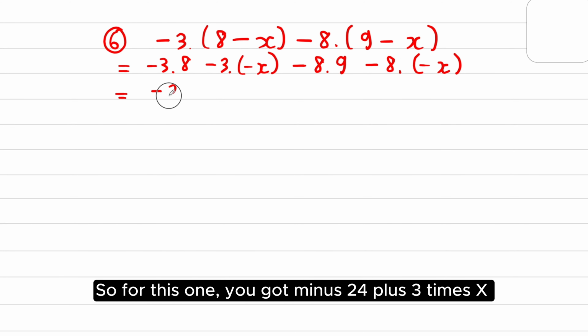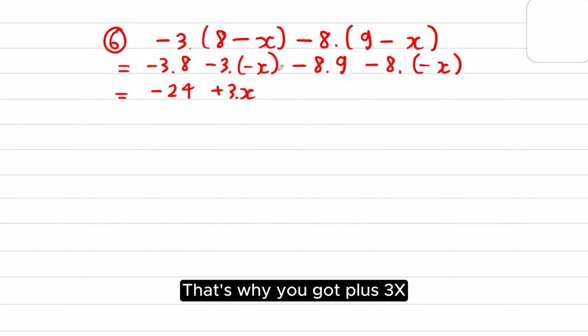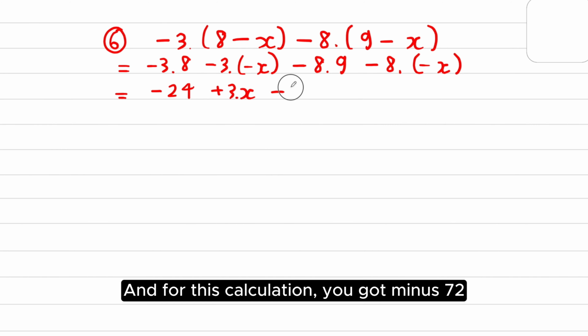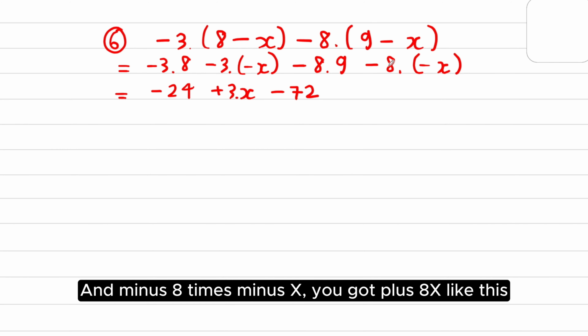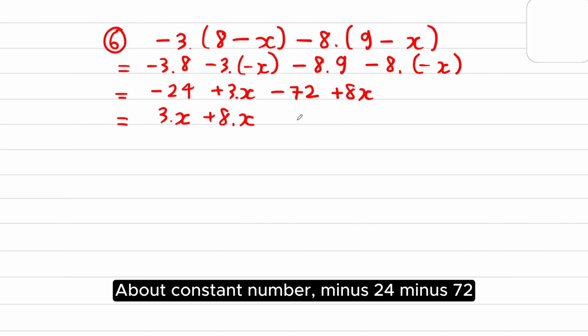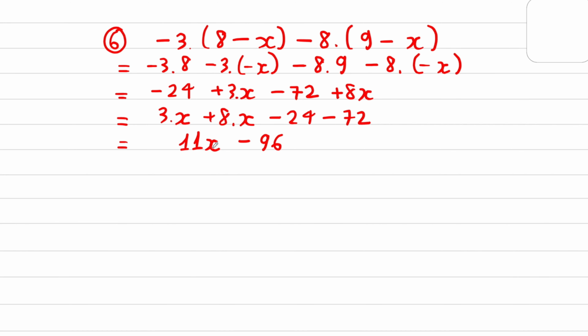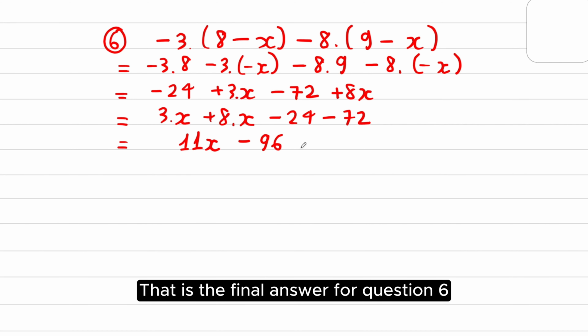So for this one you get minus 24 plus 3 times 8, because you have negative 3 times negative 8. That's why you get plus 3h. And for this calculation, you get minus 72, and minus 8 times minus 8, you get plus 8h like this. And you can combine 3h plus 8h. About the constant numbers, minus 24 minus 72. This is 11h, and this one you will have 96. Okay, that is the final answer for question 6.